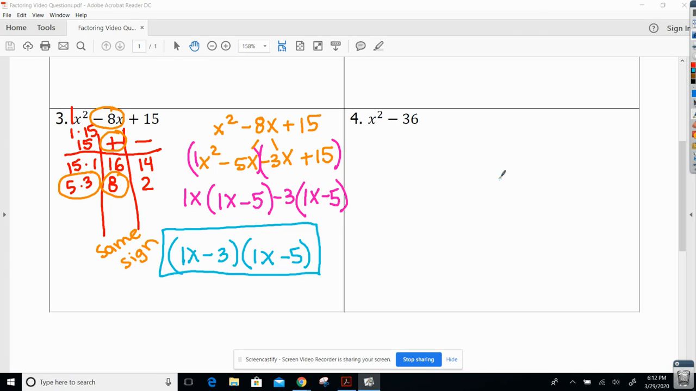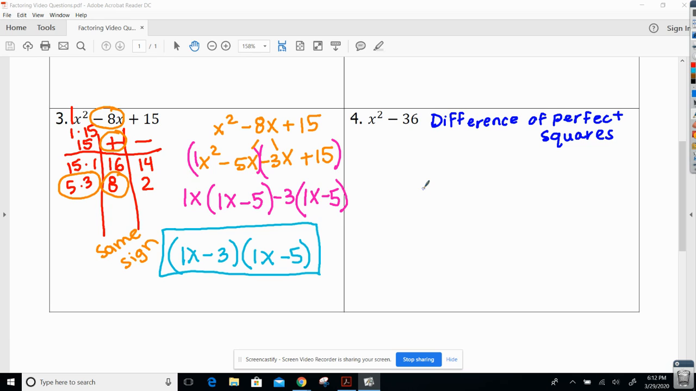The last thing that we're going to review is our special cases. Okay, so if you remember, the only special case that we've learned so far is your difference of perfect squares. Now, technically, we could factor this using the chart, put 1 times 36, and then look for your middle number, which is 0. But we learned a little trick in class.